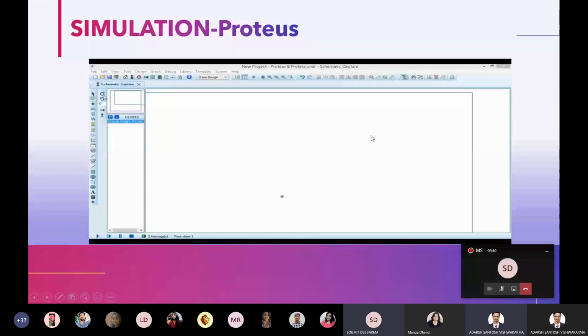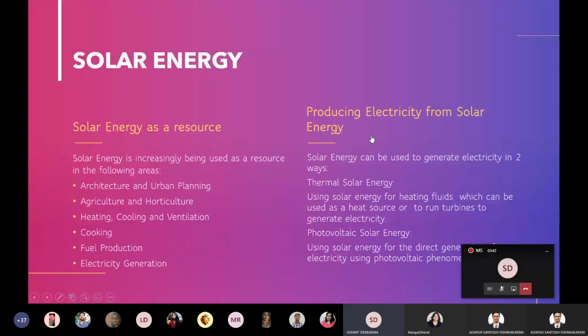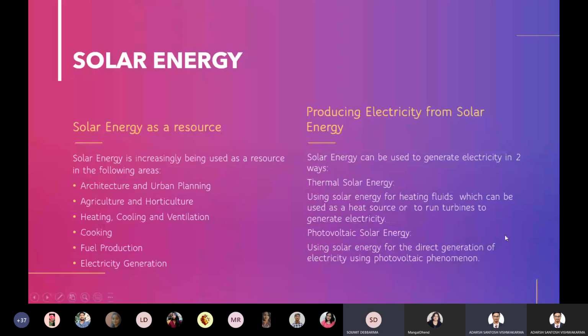Next, I will continue with the simulation at the end, because first people need to get an idea about what we are talking about. Solar energy.